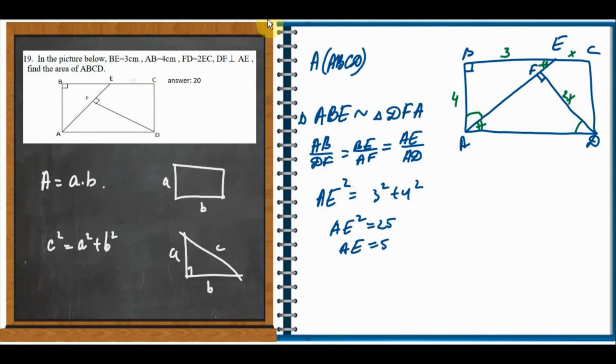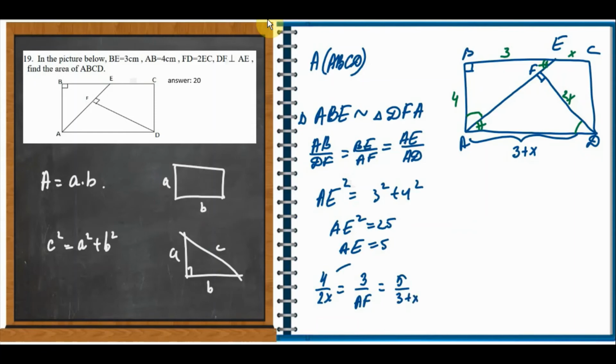Now after finding this, let's write the ratios. Alright, AB 4 over DF 2x equals BE 3 over AF. AF, let's write AF, we don't know it, and AE 5 over AD. So AD, we can show in terms of x. How? Because BC and AD are equal, we can write AD is also 3 plus x. Now instead of AD, we will write 3 plus x.